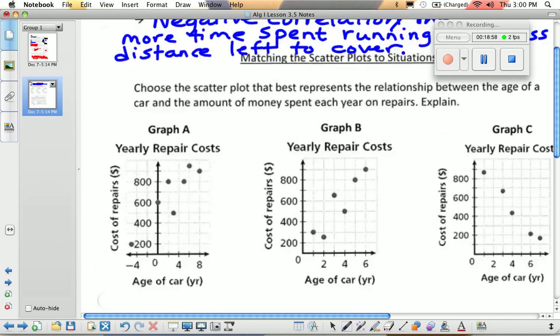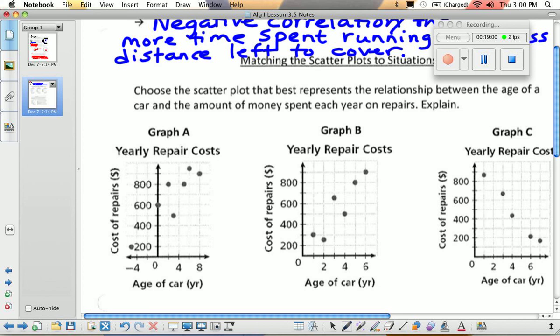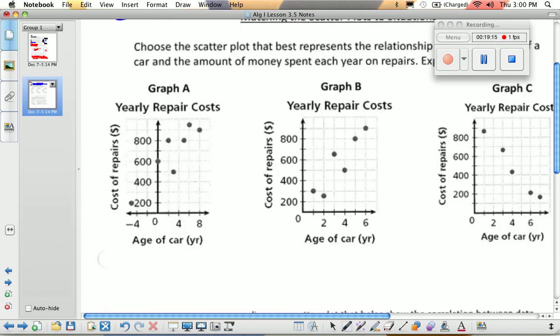Okay, then we're going to move on to choosing the scatter plot that best represents the relationship going on here between the age of a car and the amount of money spent each year on repairs, and explain. So, which of those graphs would best represent that relationship?